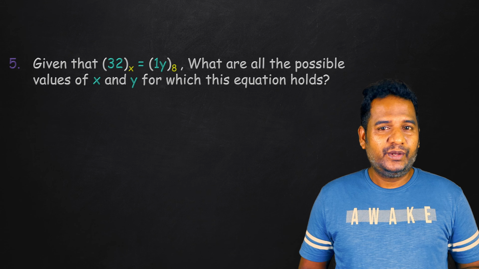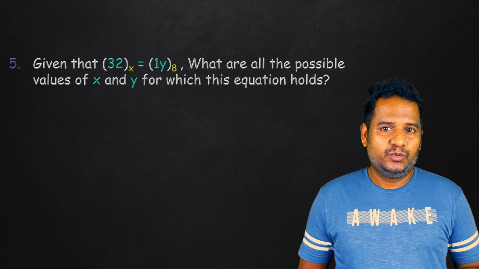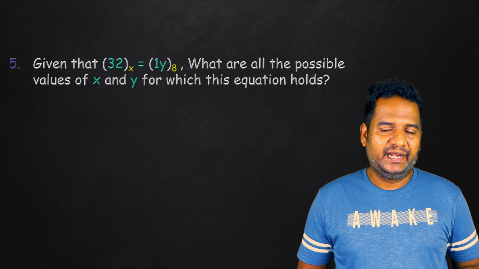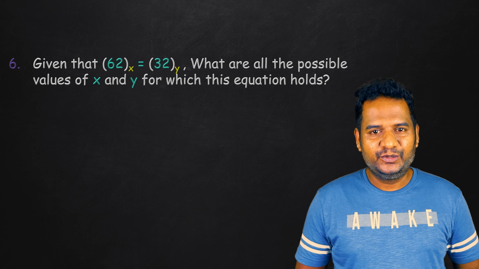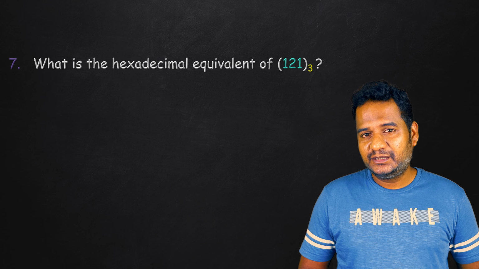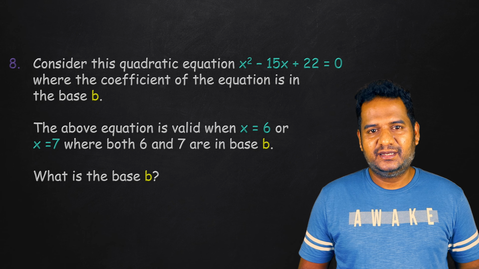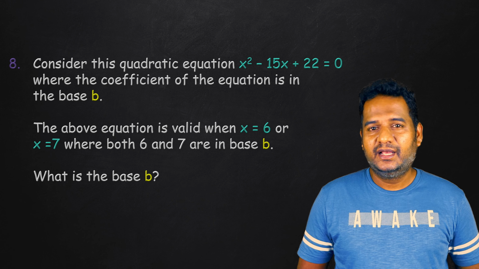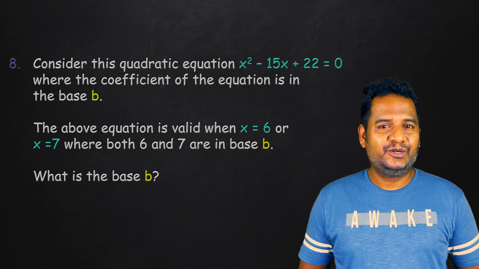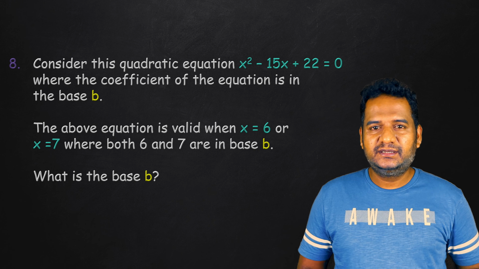Given that 32x is equal to 1 by 8, what are the possible values of x and y for which this equation is valid? Given that 62x is equal to 32y, what are the possible values of x and y? So what is the hexadecimal equivalent of 121 with base 3? Consider this quadratic equation x square minus 15x plus 22 equal to 0, where the coefficients of this equation are in the base b. The above equation is valid when x is equal to 6 or x is equal to 7, when both 6 and 7 are in base b. What is the base b?